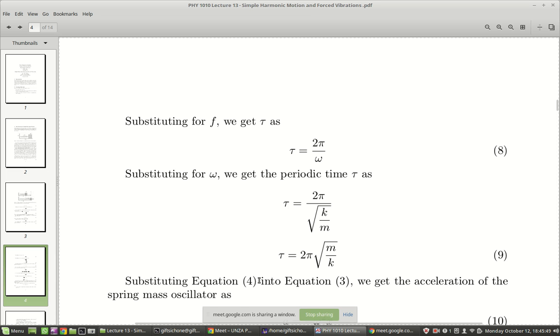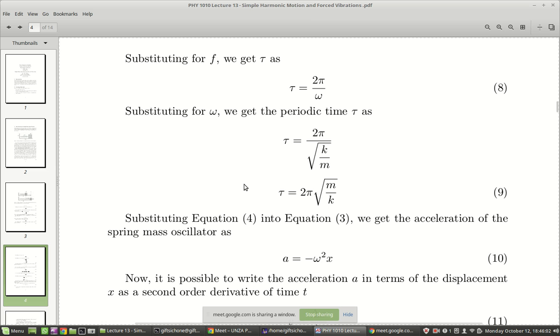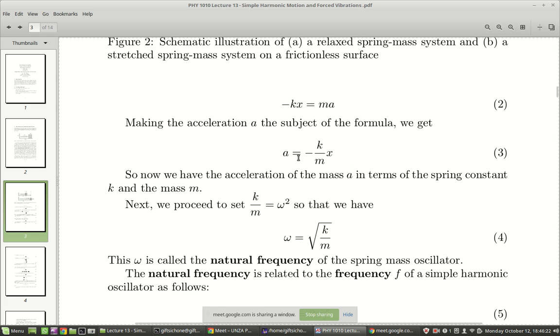Now let's get back to here. Where are we starting from here? This equation number 3: A is equal to minus k over m, then x. Then if we have done what you have done here, omega is equal to the square root of k over m, then basically this k over m is actually omega squared. So this k over m can be replaced by omega squared, and that's what we do. So we end up having A is equal to omega squared x.